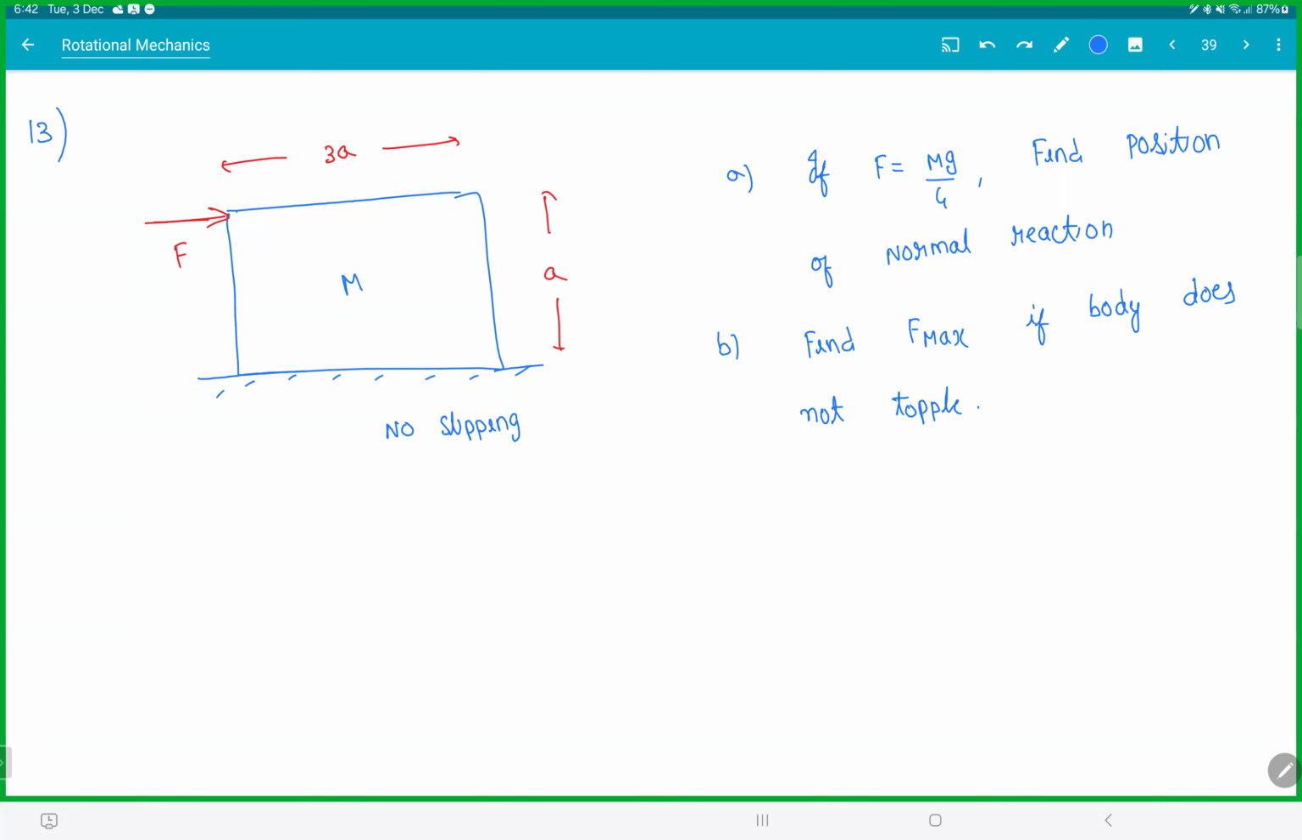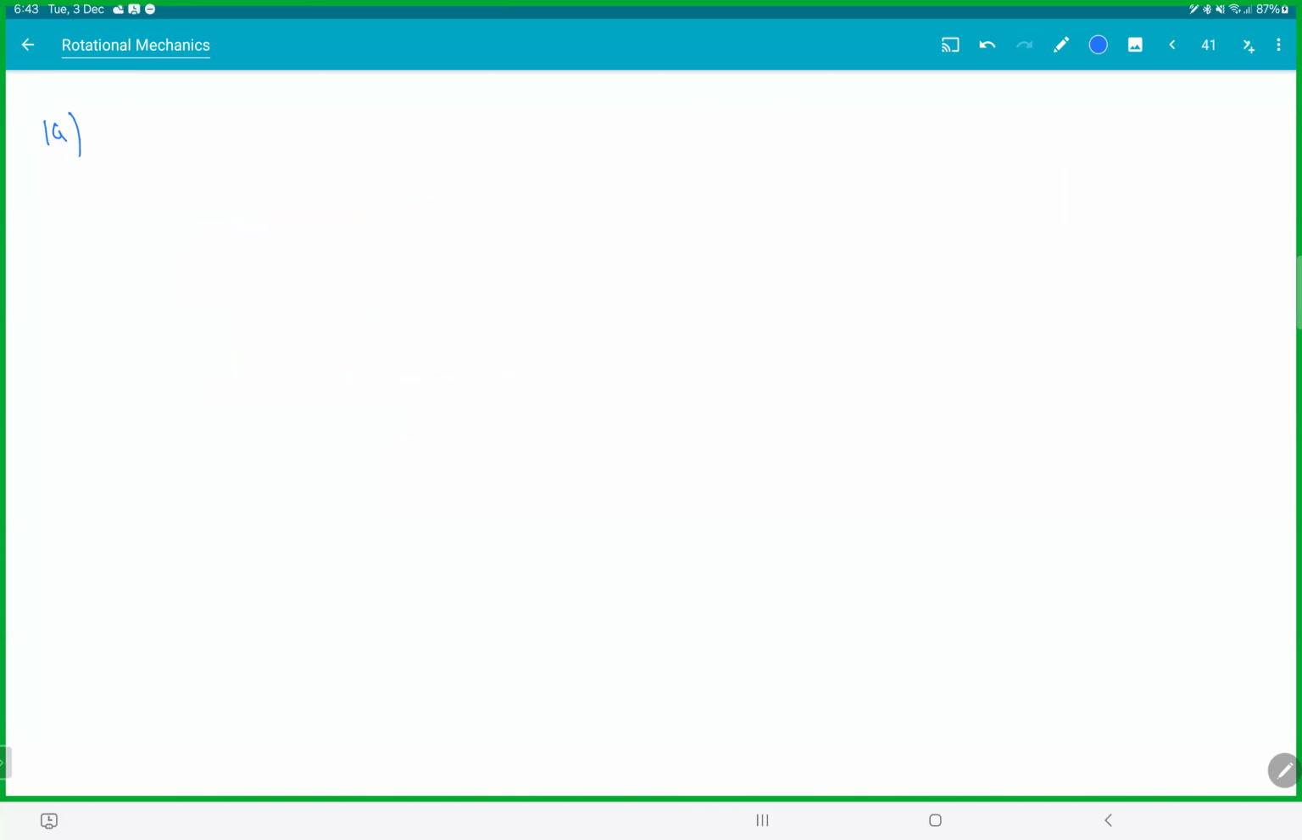Clear? If I simply say a block M is placed on the ground, find F required to move the block, then it is fine. No need to do anything. It is an NLM question, NLM, friction and all. But the moment I give dimensions, understand that toppling is involved. That would be the biggest clue. And then anyway, in the question there will be words like toppling and so on.